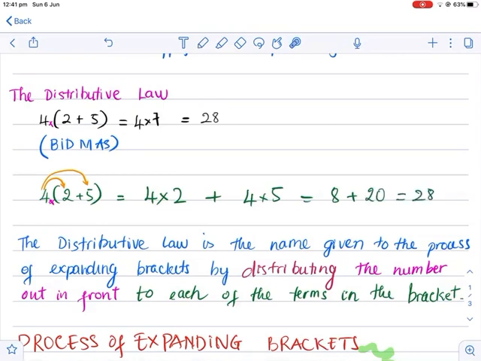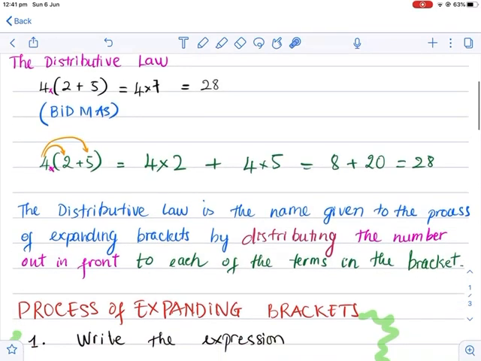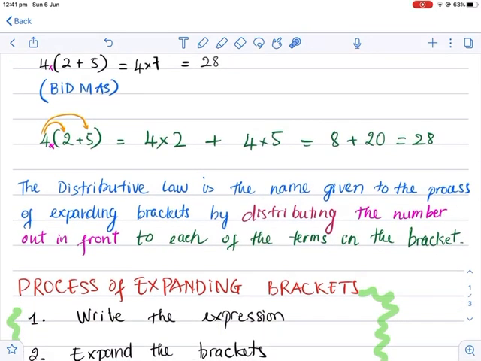So the two methods, whether you use BIDMAS or you use the distributive law, will give you the same answer. The definition of the distributive law is the name given to the process of expanding the brackets by distributing the number out in front of the bracket to each of the terms inside the brackets. So the distributive law is just the name of the process of expanding brackets.